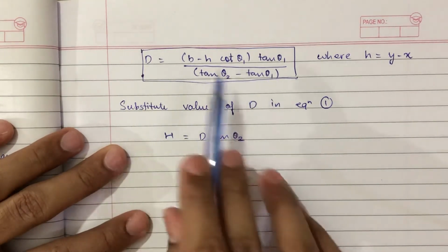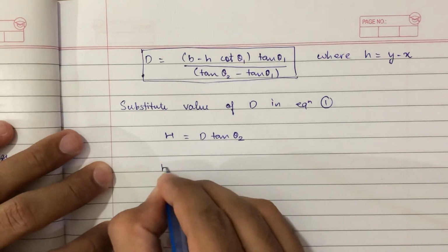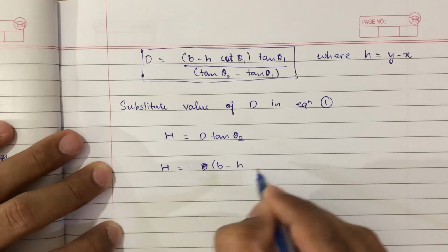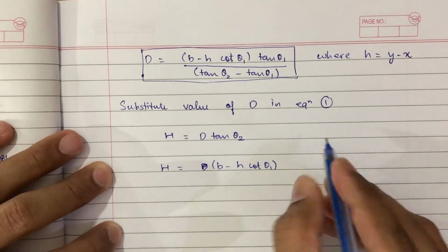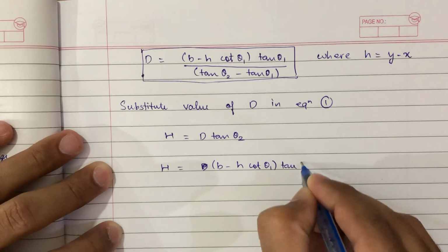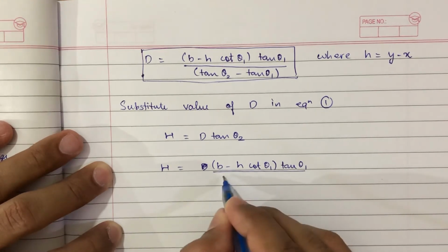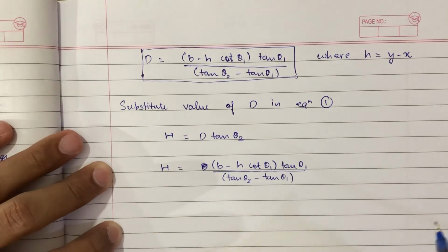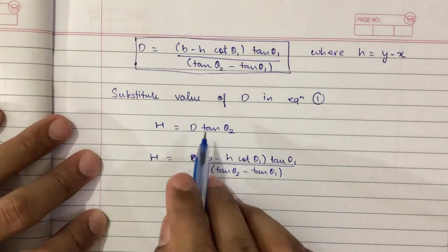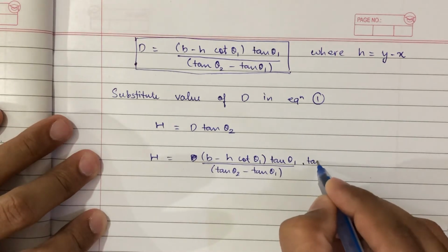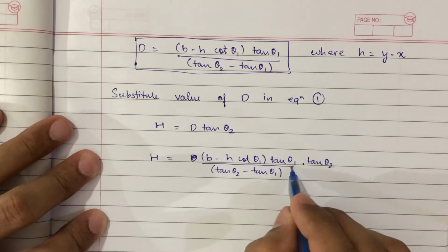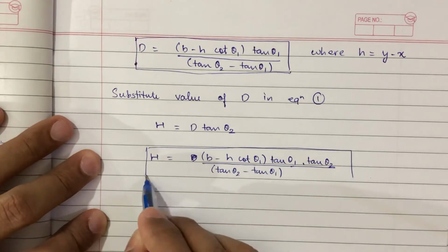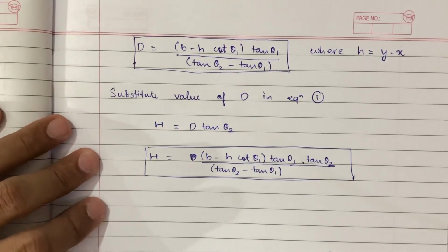So in place of d, if we substitute this formula, we will get H is equal to (b minus h cot theta 1) tan theta 1 upon (tan theta 2 minus tan theta 1), into tan theta 2. Okay, so this is the formula for calculating the height H.